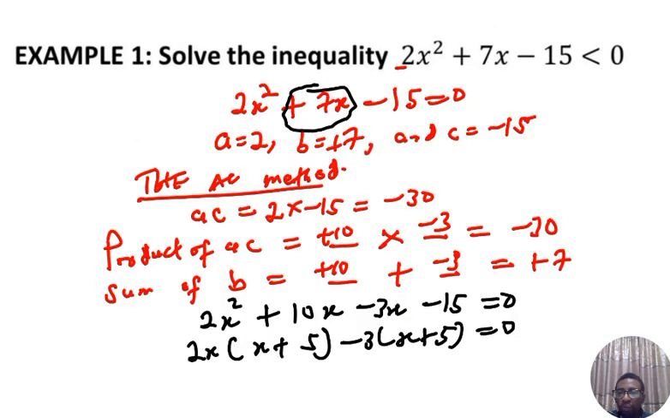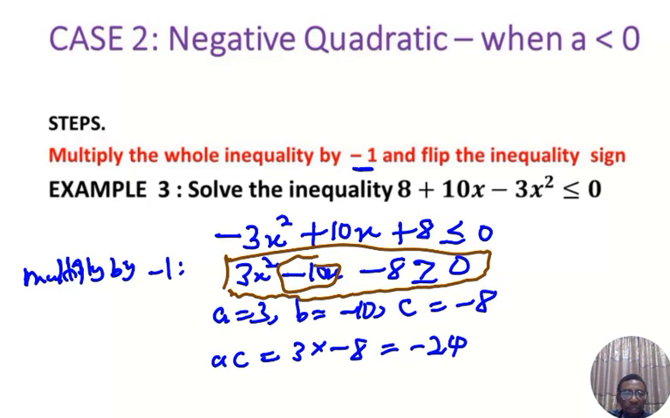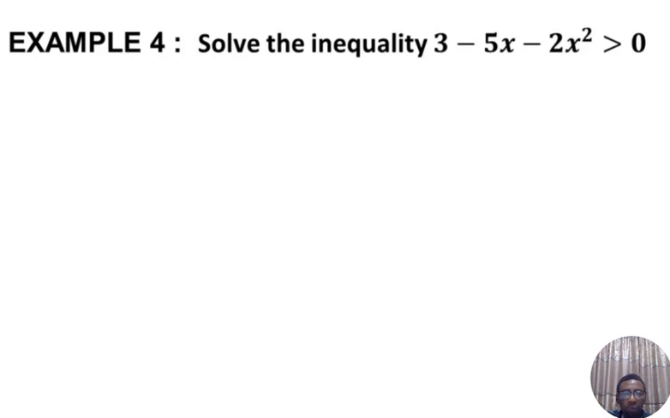So let's solve the last example and we end the class. The last example, the same approach, example 4: 3 minus 5x minus 2x squared greater than 0. So let's rearrange it, the same idea. We rearrange it, and I will have minus 2x squared minus 5x plus 3 greater than 0.